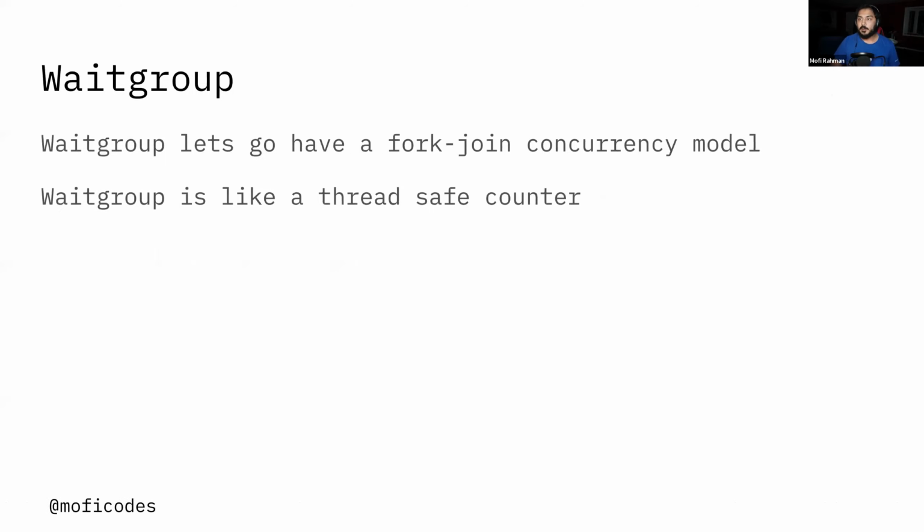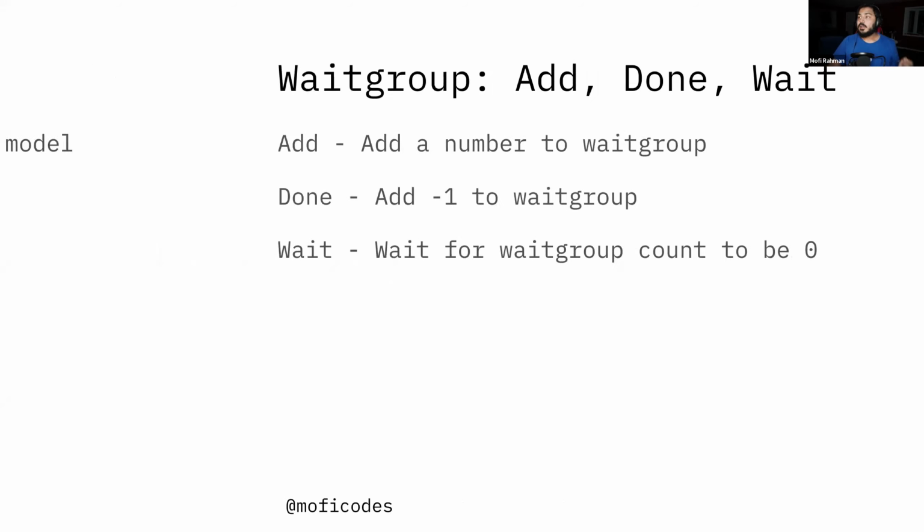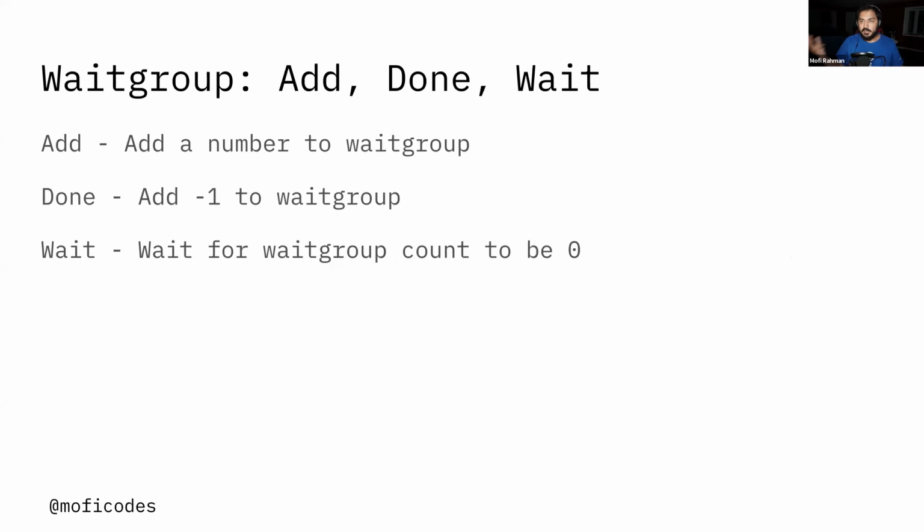A wait group has a couple of things. It lets Go have a fork join concurrency model, and it's a thread safe counter, as I said earlier. A wait group has three main operations. Add adds a number to the wait group. Done adds -1 to the wait group. And this is crucial: it's not subtract 1, it adds -1 to the wait group. And finally, Wait waits for the wait group count to be 0.